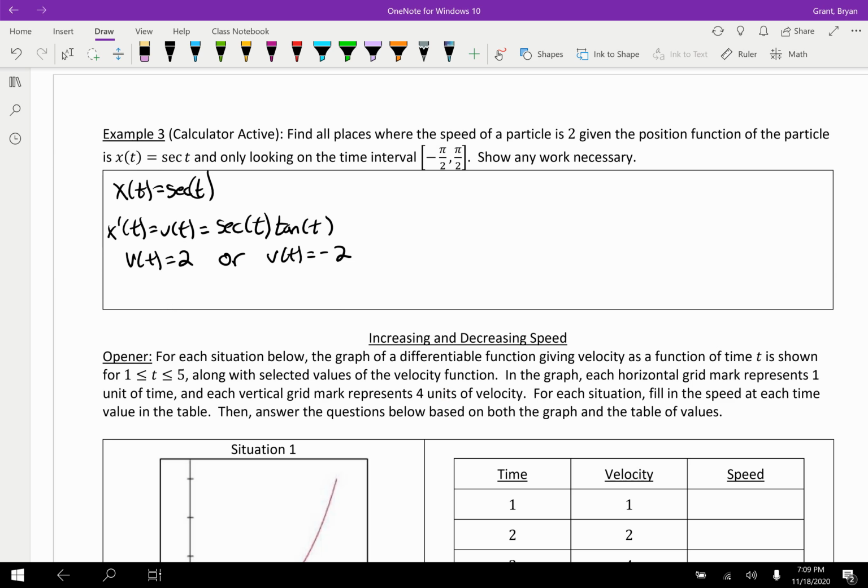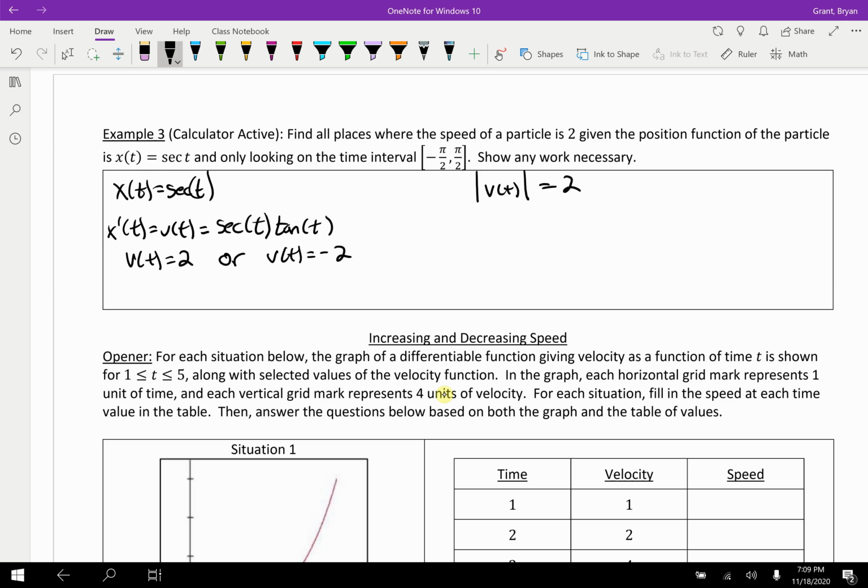But couldn't we combine that together? Couldn't we say that really we just want to solve the absolute value of v of t equals 2? Don't those say the same thing? Now, keep that in mind. I'm going to erase it and rewrite it over here. So we do need to solve that.